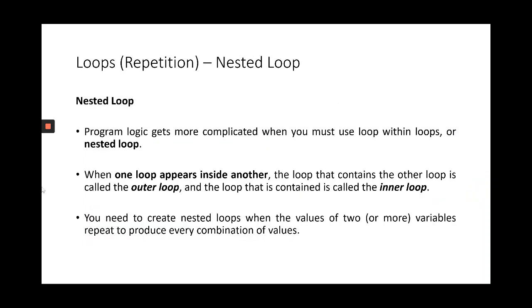Nested loop. Okay. Program logic gets more complicated when you must use loops within loops, or what we call a nested loop. When one loop appears inside another, the loop that contains the other loop is called the outer loop, and the loop that is contained inside is called the inner loop. So you need to create a nested loop when the values of two or more variables repeat to produce every combination of values. Yeah. So you have another loop inside a loop. Okay, that is what is meant by a nested loop.